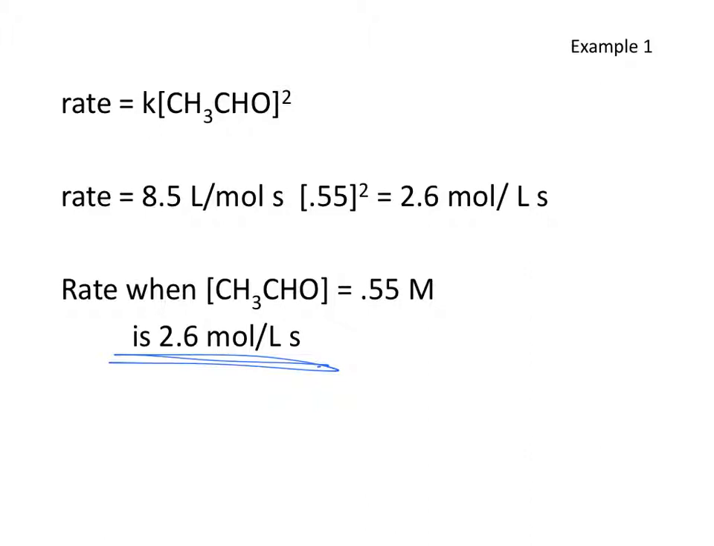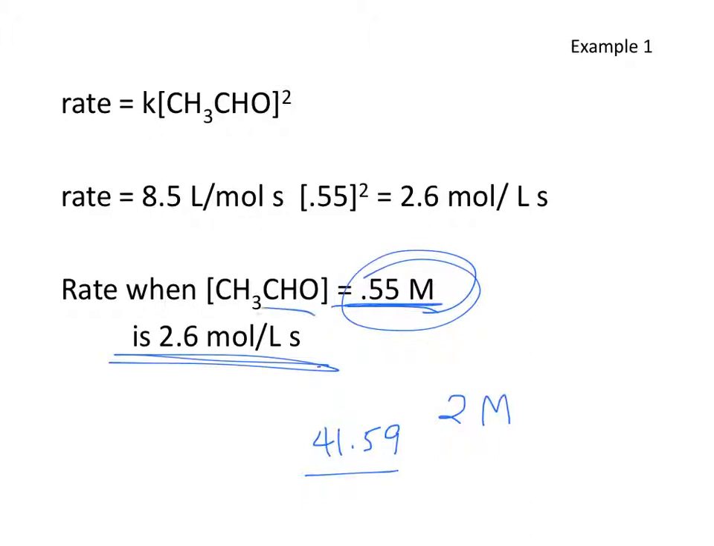Realize as we are increasing the concentration, so I used 2 molar and my value came out to be 41.59. When I used a value of 0.55, the rate was 2.6 moles per liter per second. And just a couple slides ago, when we started this discussion, I said that rate of a reaction does depend on the concentration of the reactant. Higher the concentration, most likely the rate is going to get affected by that. So notice I'm changing the concentration and the rate gets changed as well. All right?